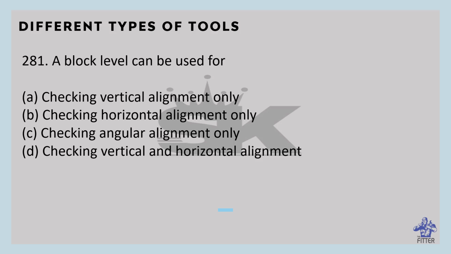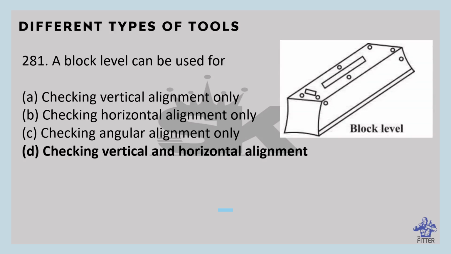A block level can be used for checking vertical and horizontal alignment. You can see here in the image that is a block level. For vertical and horizontal alignment, block level tools are used. For horizontal alignment, spirit level tools are used. It consists of a small glass tube containing liquid and an air bubble. The tube is sealed and fixed horizontally in a block.